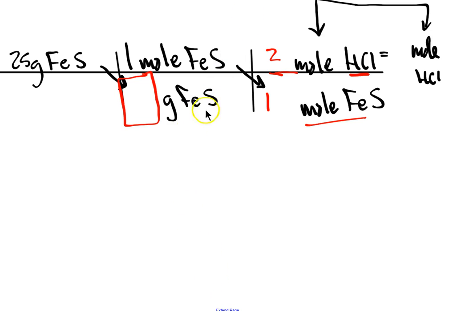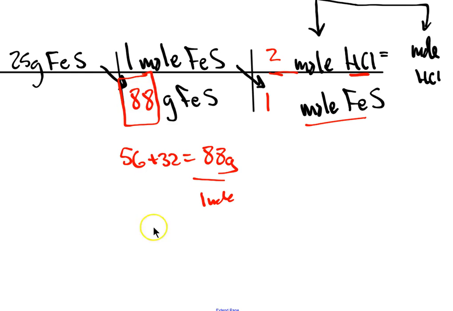This is one I don't have memorized. I think iron's 58, is that right? 56 plus 32. So we got 88 grams per 1 mole. And we don't need that because we already have that. So it is 88 grams right there. And now we're ready. We take 25 times 2 and divide it by 88.